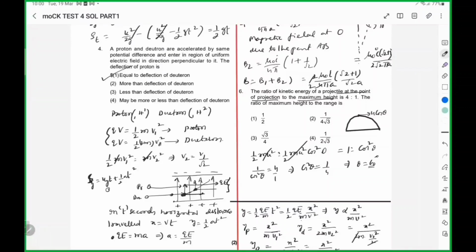The ratio of maximum height to range: sin 2 theta to sin theta cos theta. Range is, so it is tan theta by 4. So theta is 60, tan 60 is root 3 by 4. Maximum height is u square sin square theta by 2g.